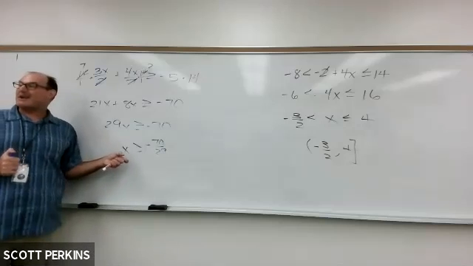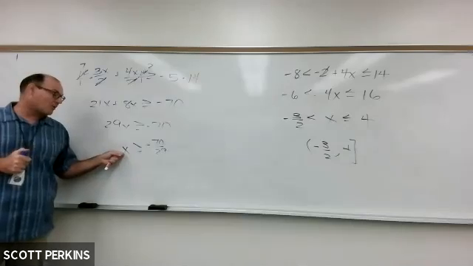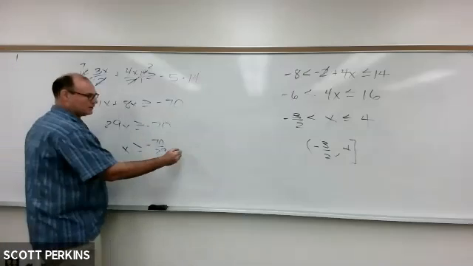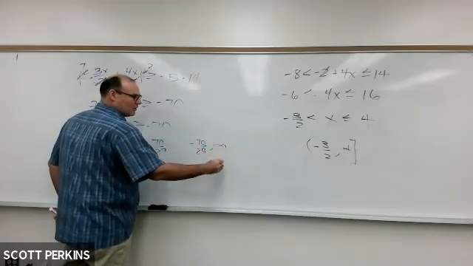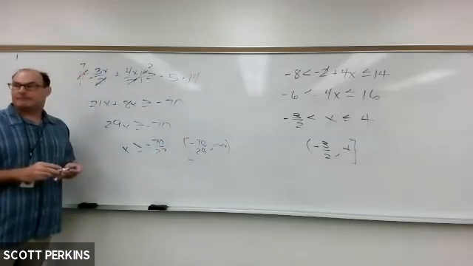We've seen this already a couple times. My x's are bigger than this. So whenever all my values are bigger than something, that means this is the lower bound. So the lower bound of this interval is negative 70 over 29, infinity. I've got an equal sign, so I put a bracket.